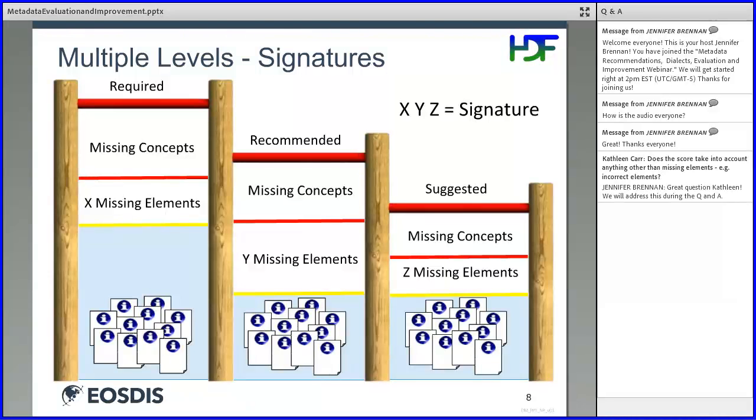But a signature for a metadata record with a score of 000 is as good as it can be. It means that it's missing no elements from any of the levels in a recommendation. So metadata improvement is a little bit like golf, or metadata evaluation, the way we're doing it. Low scores are good, and we do that because different recommendations and different levels and different dialects all have different numbers of things, and when we started doing this, high scores were good, but the problem was that the high scores were different for every different combination of dialect and recommendation. So in some cases, a score of 6 was as well as you could do, and in some cases, it meant that you were missing three elements. So we reversed our concept to low scores are good, and that's consistent across everything.